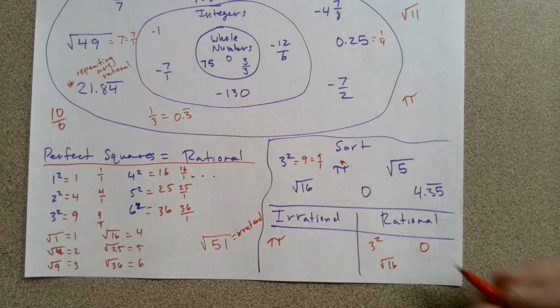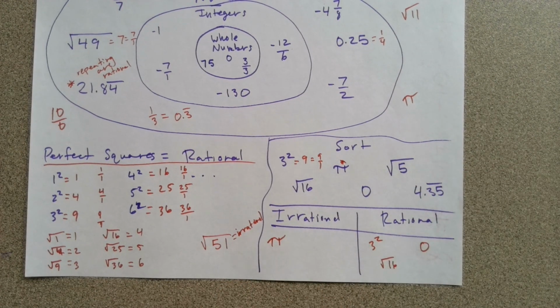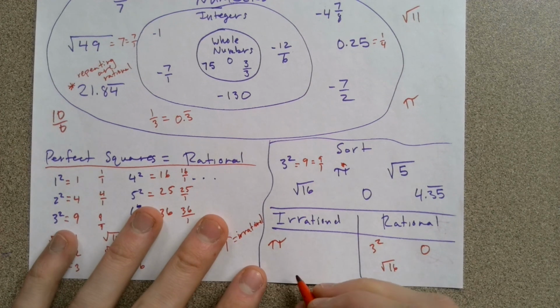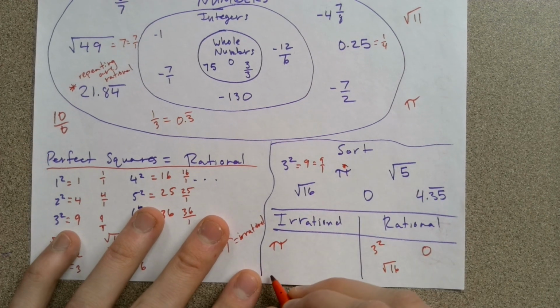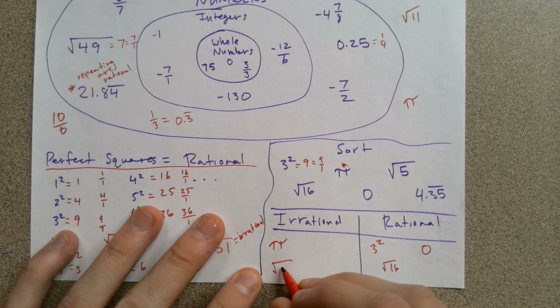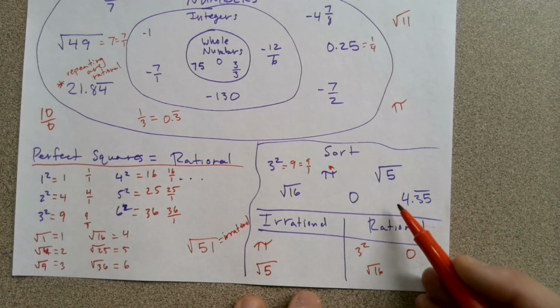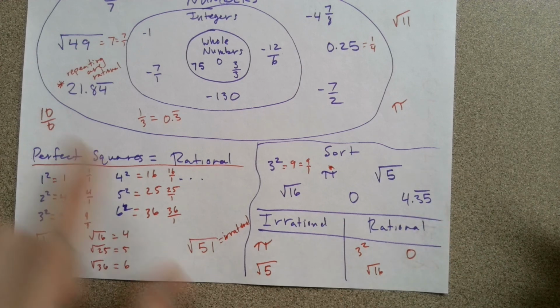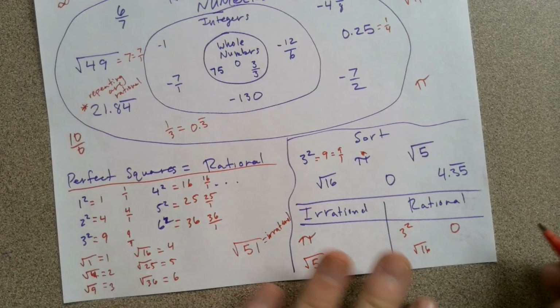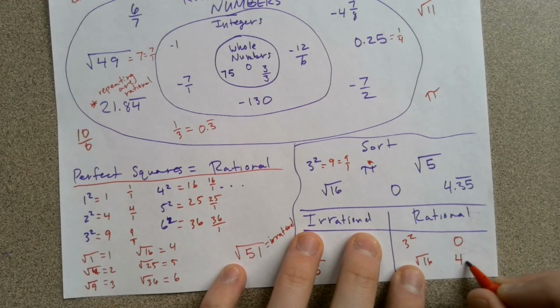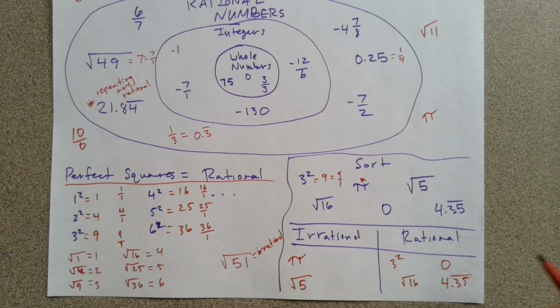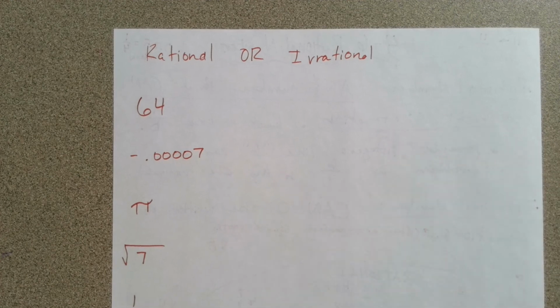That is rational. The square root of 5, is there a perfect square for 5? No, there is not. Nothing times itself is going to be perfectly 5 that we can write as a fraction. Square root of 5 is going to be irrational. And finally, we have 4.35 repeating. I talked about those repeating numbers. Those are also rational. So a few special circumstances there. Backside, I got plenty more. We're going to just burn through these quick here.